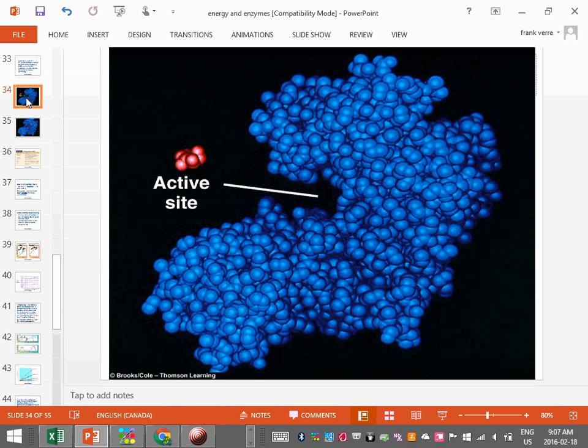Well, remember, what is this thing? What's it made of? What is it? It's a protein, right? And it's held together by bonds. And what you're seeing here is that an enzyme fits its substrate really nicely, like a hand in a glove.